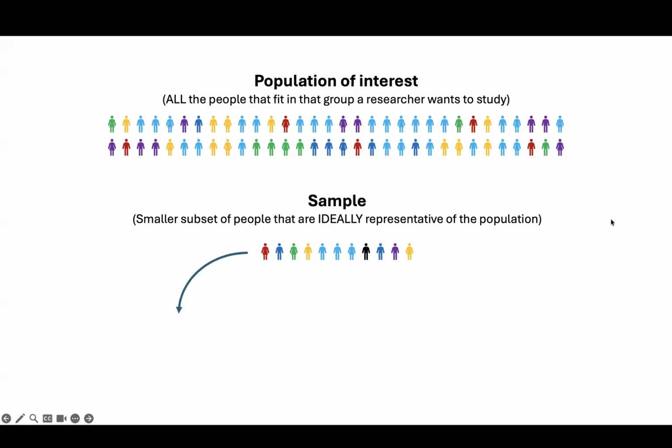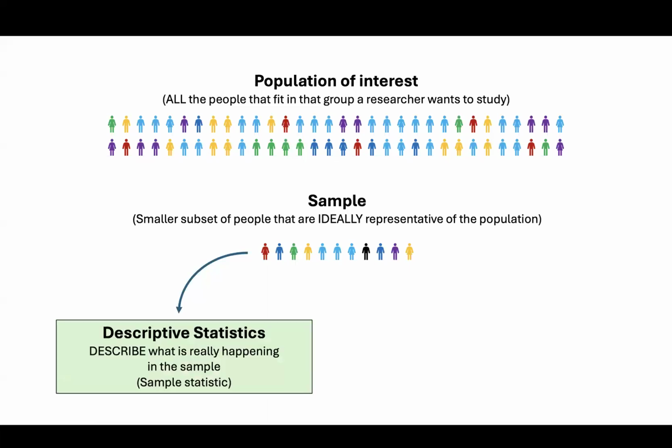Next, what the researcher will do is collect data on that sample, and then they'll describe what they actually found. So you're not making any inferences at this point. You're just saying this is what is. And a lot of times people stop here. So maybe your goal is to just describe what's happening in your sample. But typically you want to describe what's happening in the sample and then do something with that information.